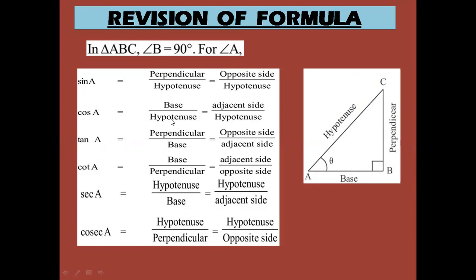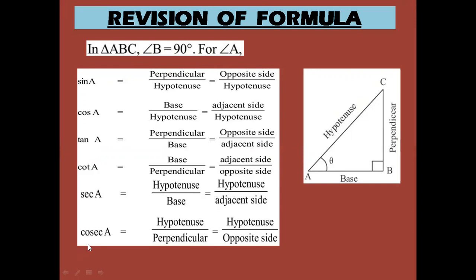Cos A is base by hypotenuse, and base is also written as adjacent side, so adjacent side by hypotenuse. Tan A is perpendicular by base, that is opposite side by adjacent side. Cot A is the inverse of tan A, so it is base by perpendicular, so adjacent side by opposite side. Sec A is the inverse of cos A, hypotenuse by base or hypotenuse by adjacent side.